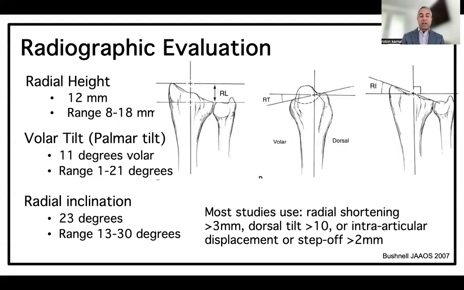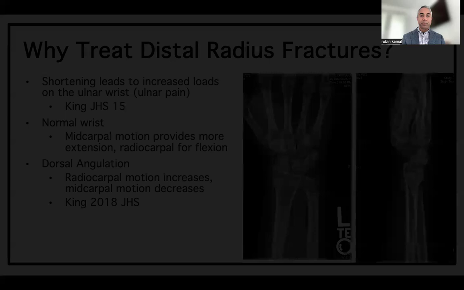On other views, both on AP and lateral, you can also evaluate radial height around 12 millimeters, volar tilt typically around 11 degrees, and radial inclination around 22 or 23 degrees. And most studies in the literature use radial shortening of greater than 3 millimeters, dorsal tilt of greater than 10 degrees, or intra-articular displacement or step-off greater than 2 millimeters as indications for surgery. And on the new clinical practice guidelines, these indications continue to be cited.